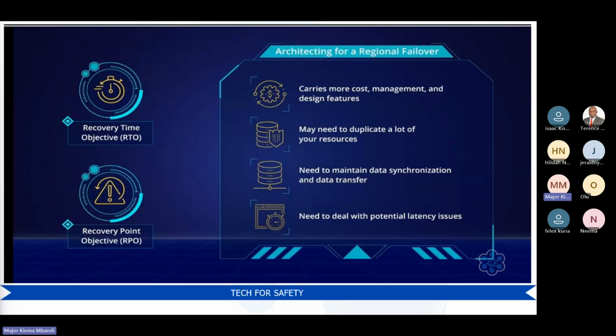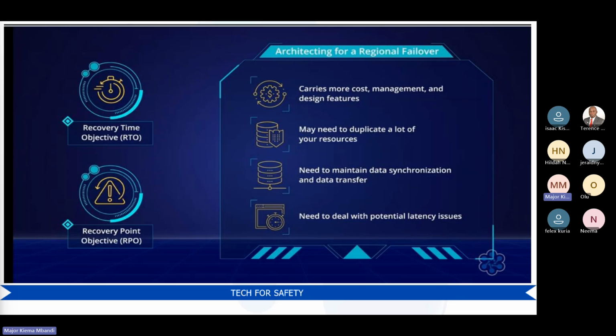So if you're running an application in a single availability zone and add another one, you can see the cost will double because you are running the same instance in another availability zone. The same will apply when you use multi-region. It carries more cost, management, and design features. You may need to duplicate a lot of your resources, maintain data synchronization and data transfer, and deal with potential latency issues. Why do you need to duplicate a lot of your resources?